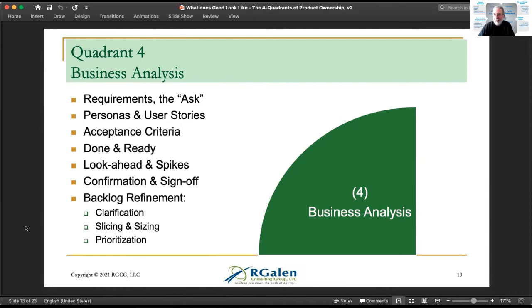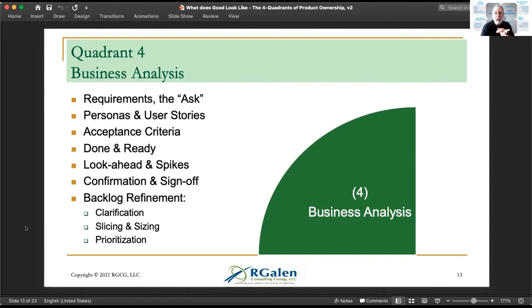Fourth quadrant, it's probably the easiest, at least to me, it's the easiest quadrant to get your arms wrapped around for product ownership. And that may be true or untrue, but for me it is. It's what I call the BA quadrant. So what are some of the activities in the BA quadrant? And I'm not trying to turn you into a business analyst. I'm not trying to get into org chart wars, so that's not the point.